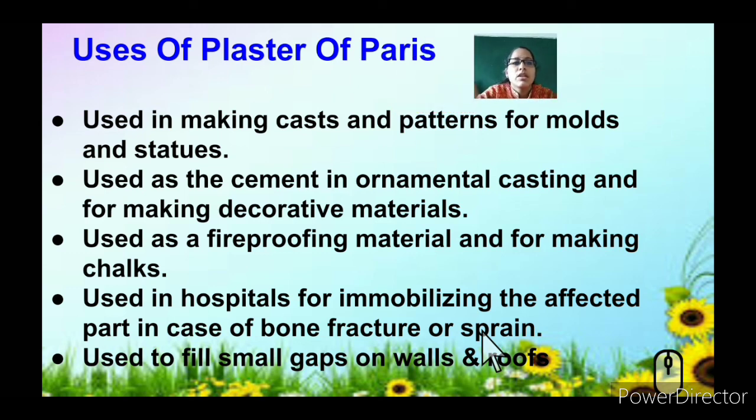So let's understand now the uses of plaster of Paris. It is used in making casts, patterns for molds and statues, used in cement, in ornamenting metals and making decorative materials. It is also used in making chalks, and used in hospitals in the case of bone fractures and sprains. You can see the application of plaster of Paris. It is also used to fill small gaps on the walls and the roofs.